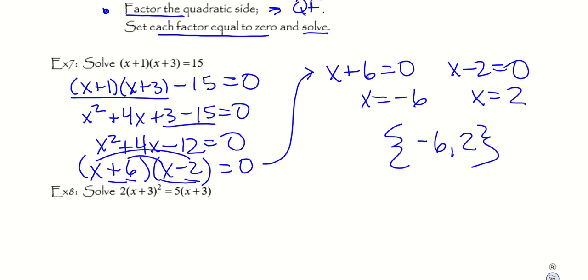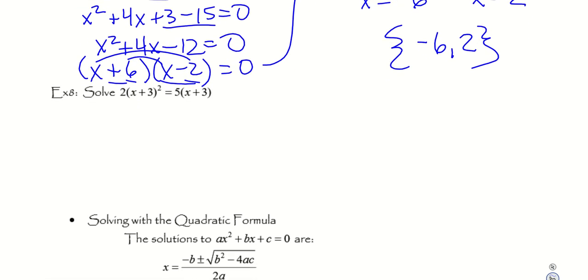Let's do another example. So here I have 2 times x plus 3 squared equals 5 times x plus 3. I know that's a quadratic equation because I have an x that would be squared. So that makes it a quadratic equation. To solve a quadratic equation, we want the equation equal to 0. So I'm going to take this, I've got 2 times x plus 3 squared, and I'm going to subtract what's on the other side, 5 times x plus 3. And that now equals 0.